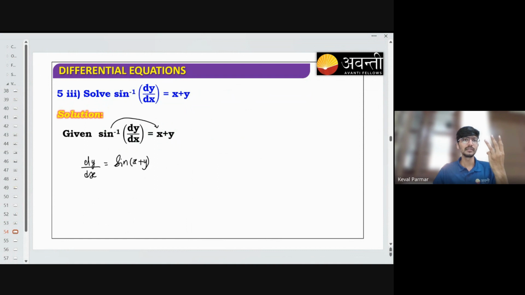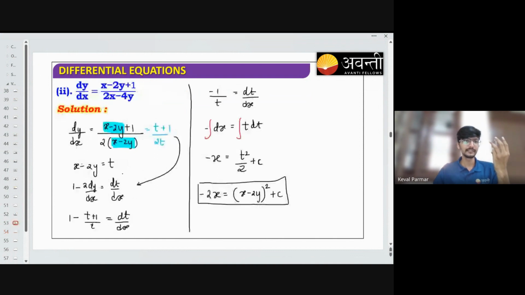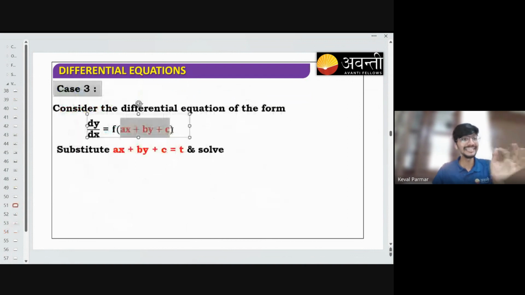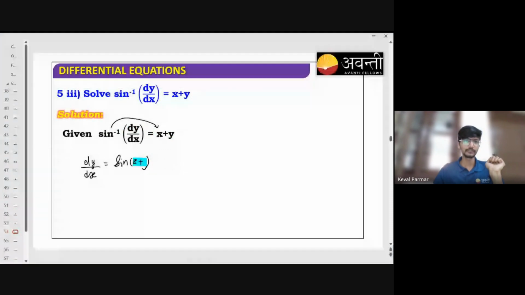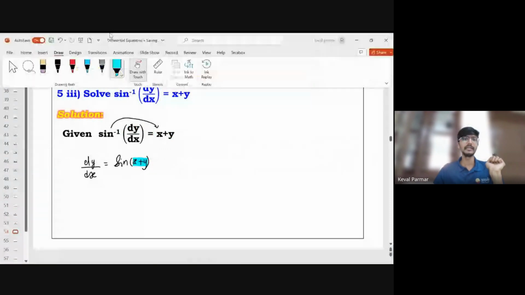Do you remember the third case? Third case was dy by dx is equals to a function of some linear term. So put the linear term as t. So here also dy by dx is a function of linear. What is the linear term? It is x plus y. Simple. Put x plus y as t.